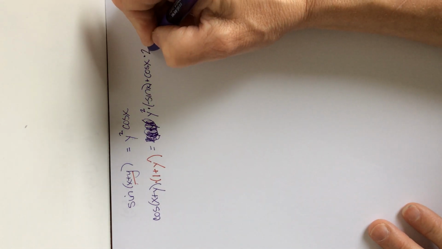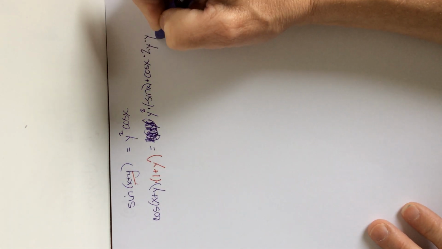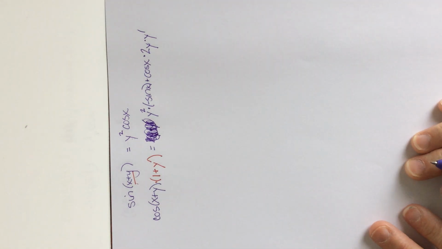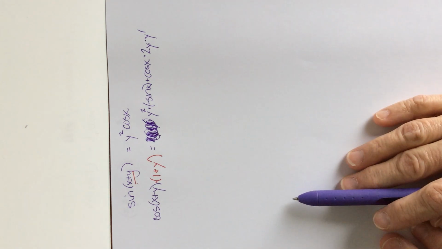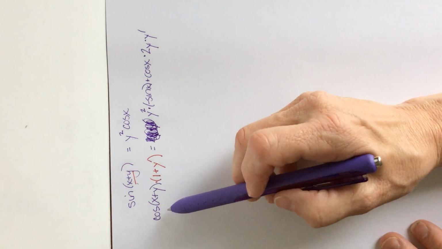Now we have 2 times y to the first times y prime. Okay, this is pretty nasty, but ultimately when you're finding the derivative, when possible, you want to get y prime by itself. So I need to do some cleaning up.